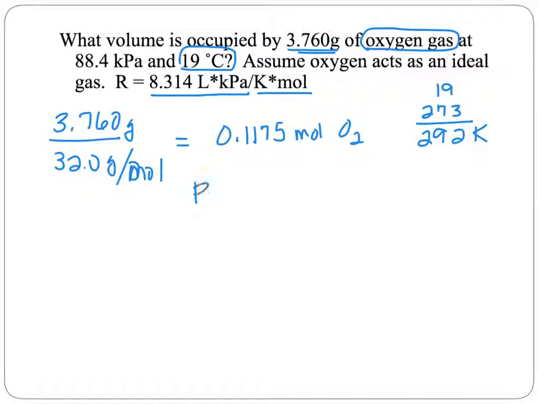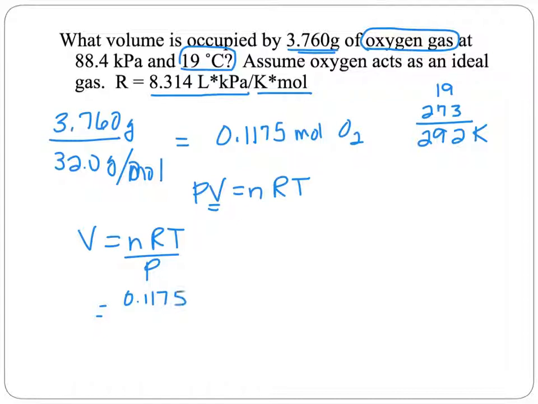So then we just have our PV equals nRT, our ideal gas formula. We want to rearrange that to solve for volume because the question's asking about volume. So volume is going to equal nRT divided by P. And now it's just a plug and chug. Take all the information we have. What's n? 0.1175 moles.